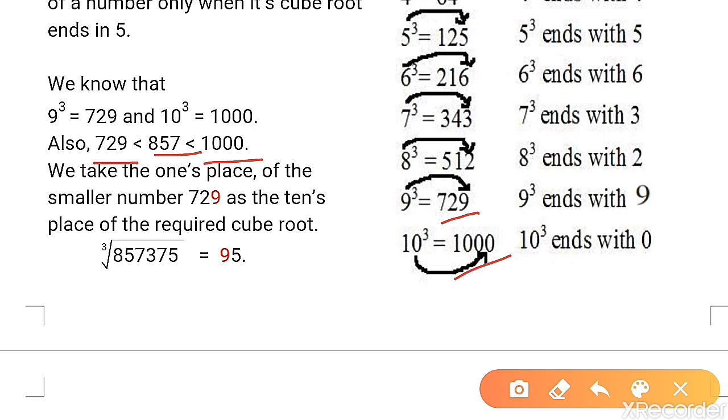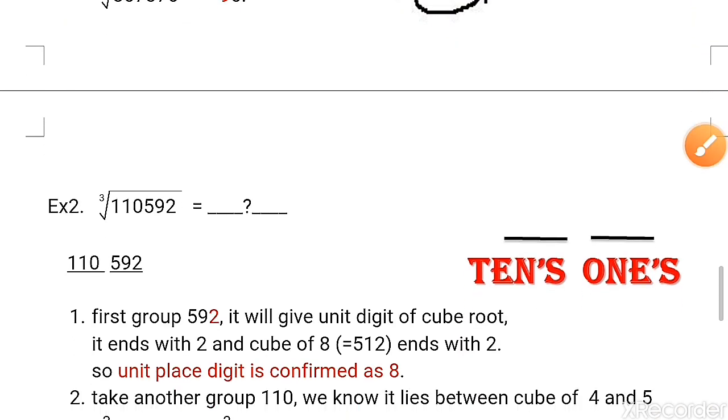Now we take the ones digit of the smaller number, 729, as the tens digit of the required cube root. We have confirmed that the unit digit will be 5. Now look at the smaller number, 729, out of 729 and 1000, and check the digit at the unit place, that is 9. So we copy this 9 here, and we get the cube root as 95.